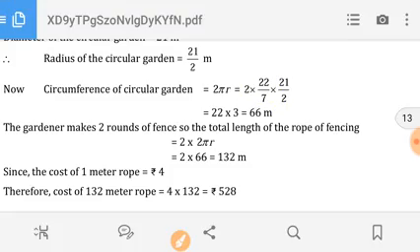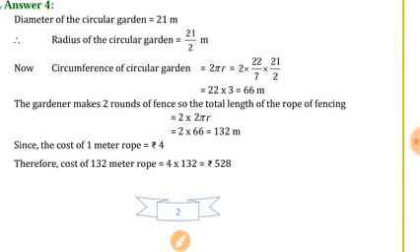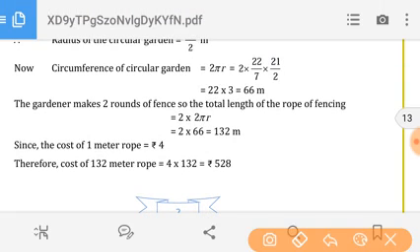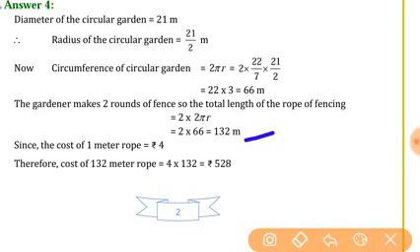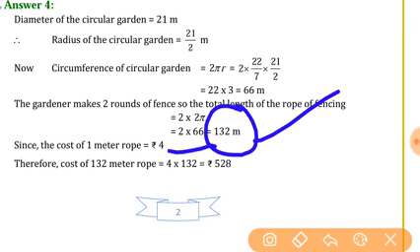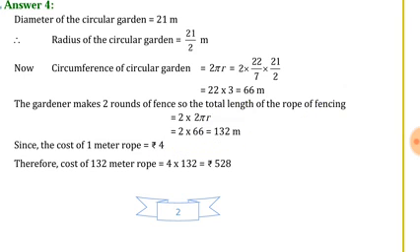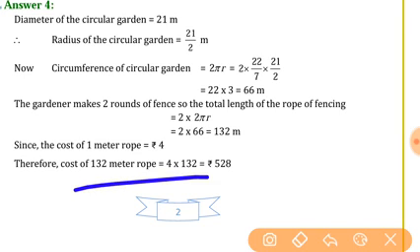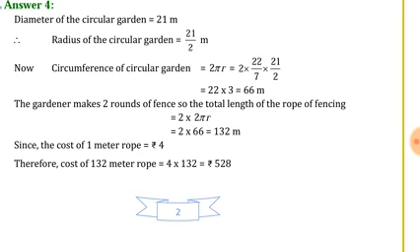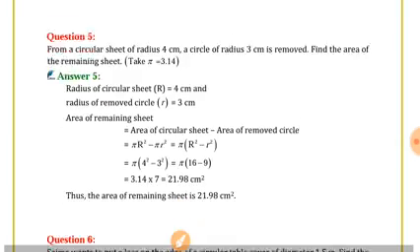So it is for one round. So one round fencing is 2 pi r, and 2 rounds of fencing means 2 into 2 pi r. We already found 2 pi r is 66, so 2 into 66 is equal to 132 meter. So for 2 rounds we need 132 meter of rope. 132 meter of rope means, for 1 meter of rope 4 rupees. So for 132 meter of rope, what is the amount? Therefore 132 meter of rope is 4 into 132, which is equal to rupees 528. Then go for the fifth question.